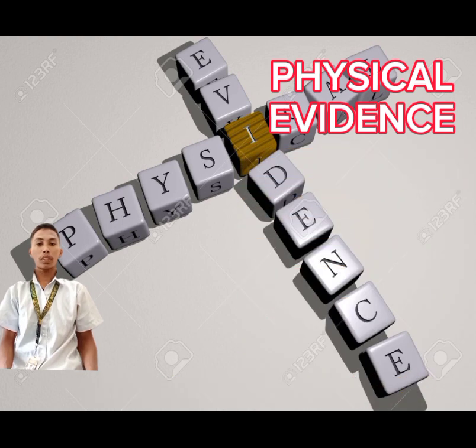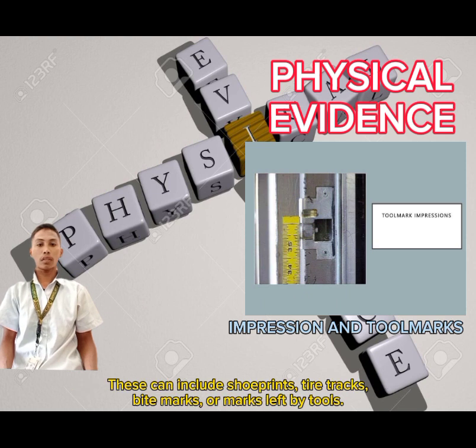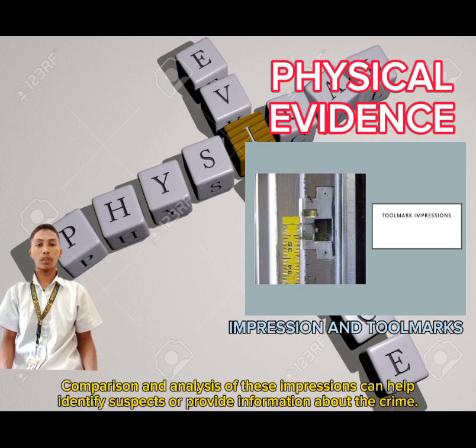Number 8. Impressions and tool marks. Impressions and tool marks left at a crime scene can provide valuable evidence. This can include shoe prints, tire tracks, bite marks, or marks left by tools. Comparison and analysis of these impressions can help identify a suspect or provide information about the crime.